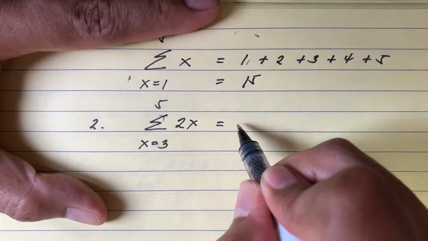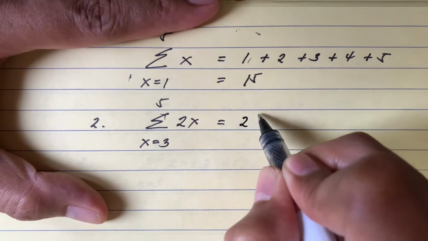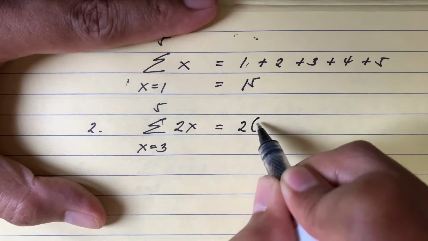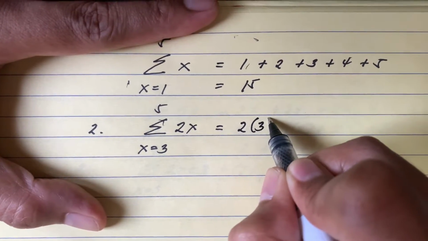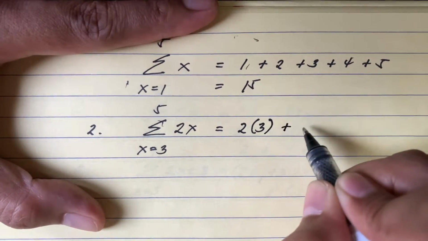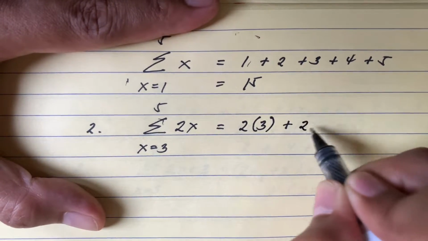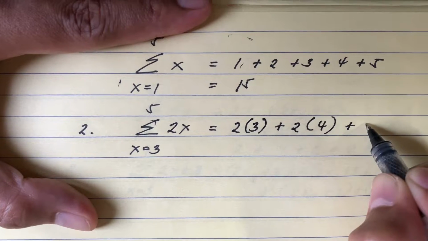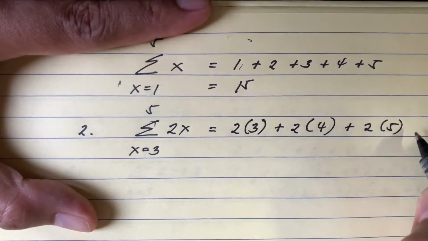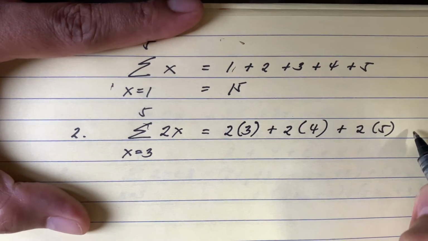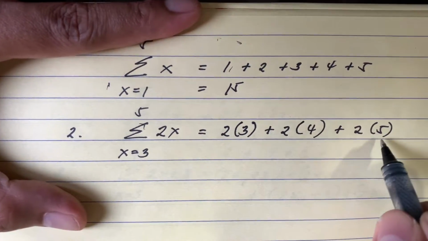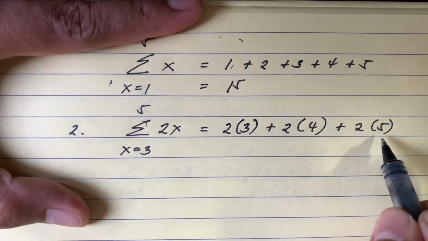So let us evaluate. So we have 2 times your lower limit is 3. That's correct. So we have 2 times 3 plus. What's next? We have 2 times 4 plus 2 times 5. Do we still have to continue? No more. We are going to end at 5.